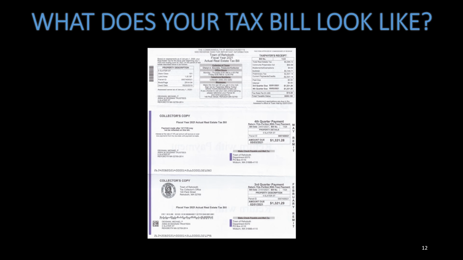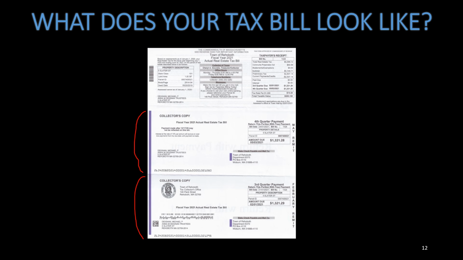But in this case, when you receive a tax bill, it's an 8.5 by 11 sheet of paper, and it contains 3 sections. The bottom two sections we'll talk about first. The bottom two sections are perforated and detachable. They are, for lack of a better term, the coupons that you're supposed to detach from your tax bill and mail back into the collector's office with your payment.